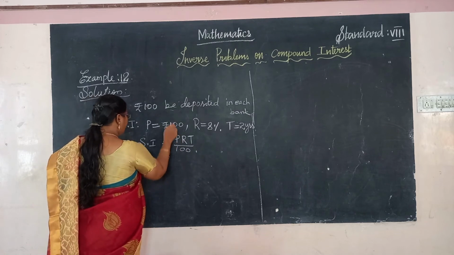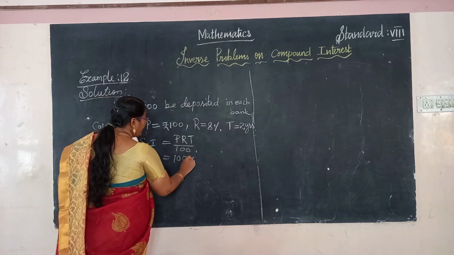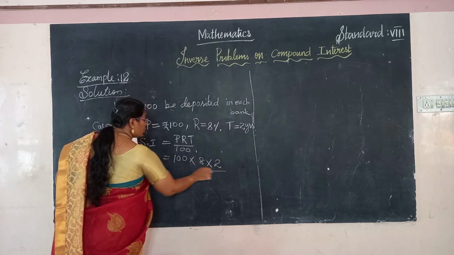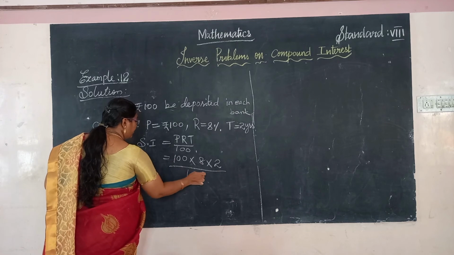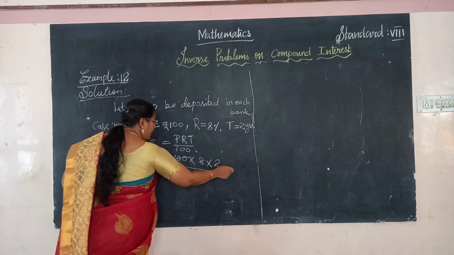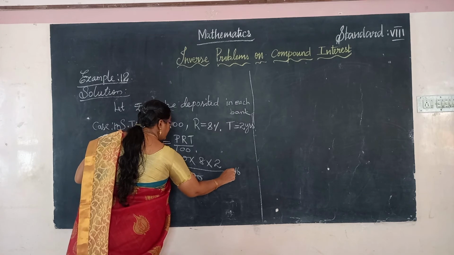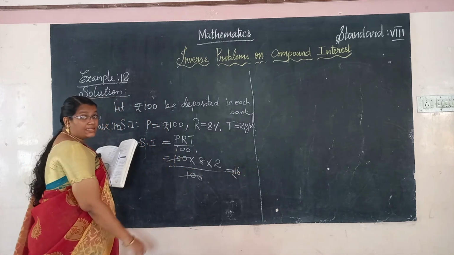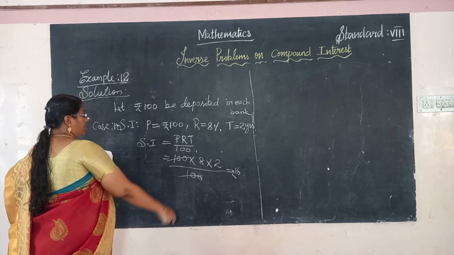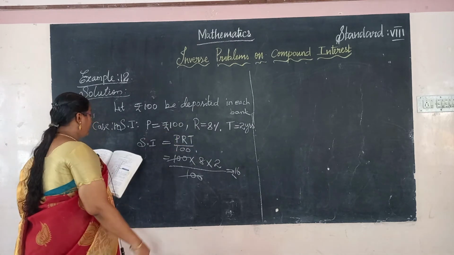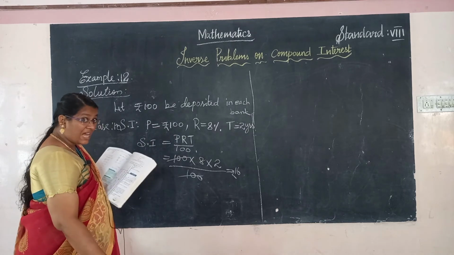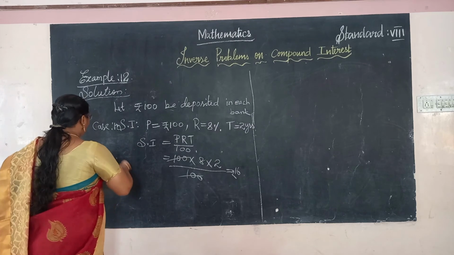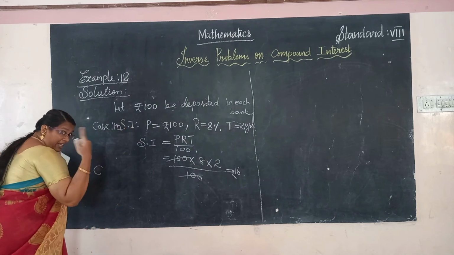Now substitute the values. 100 into R value 8 into number of years 2, by 100. So it will be cancelled. We get rupees 16. This is the simple interest for 2 years for rupees 100, that is the principal amount. Next we find the compound interest in the other bank.